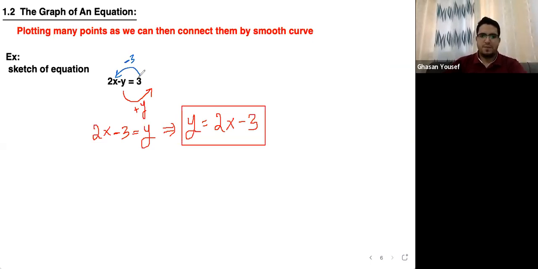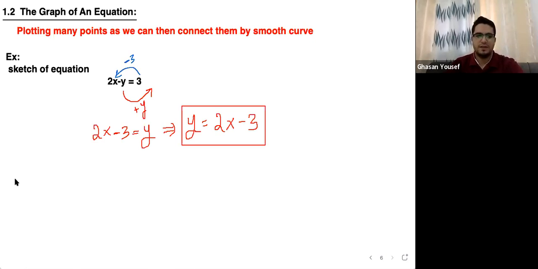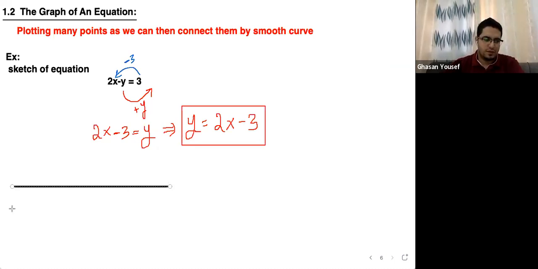Now we should graph this one by making what? A table. So we have to make a small table. Start at x equals 0 and y equals -3. We're taking random points: 0, 1, 2. Okay, I will show you how we can do it here. So I need 0, 1, 2, 3 for the x.